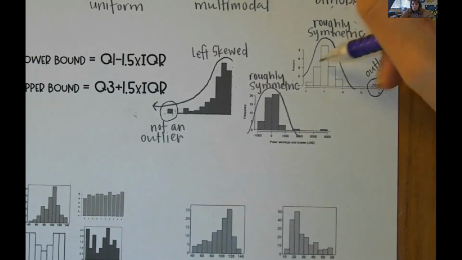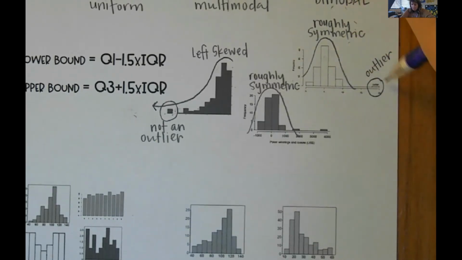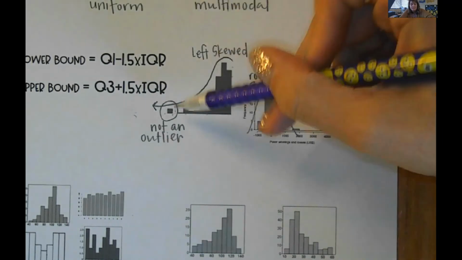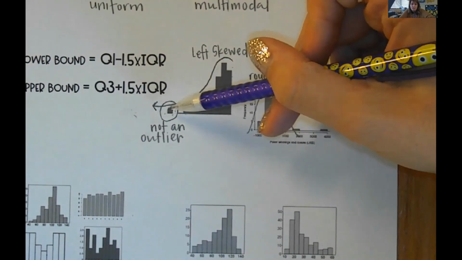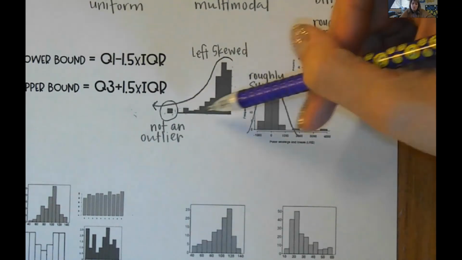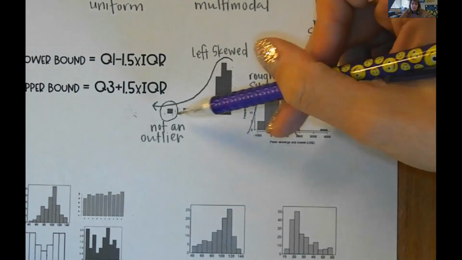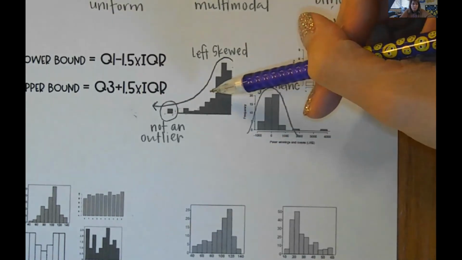All of the data is over here to the left, and then you have one observation out here to the right. This is an example of where we would say it is not an outlier because it is pretty close to the rest of the values in the tail of this distribution.